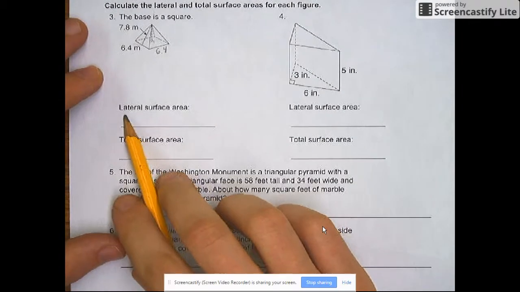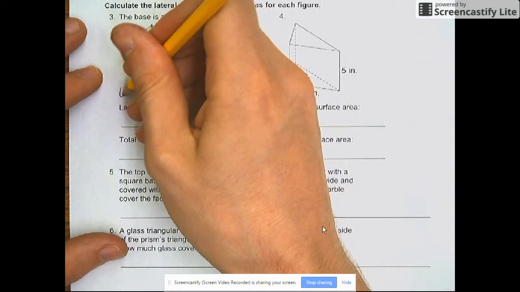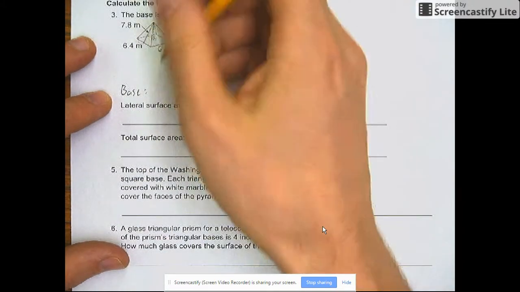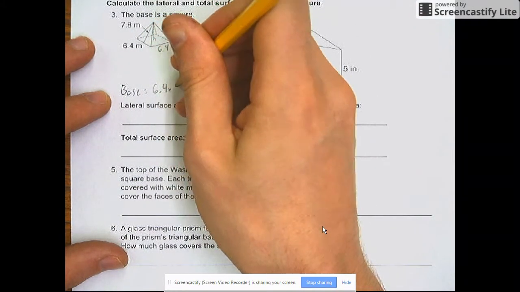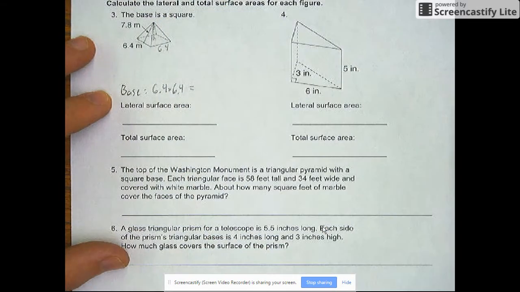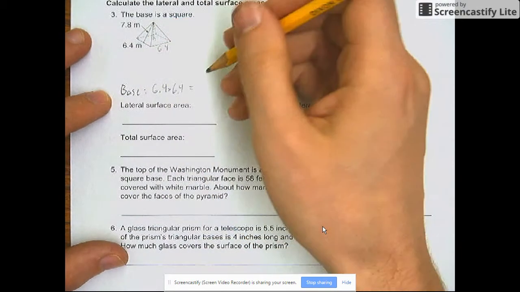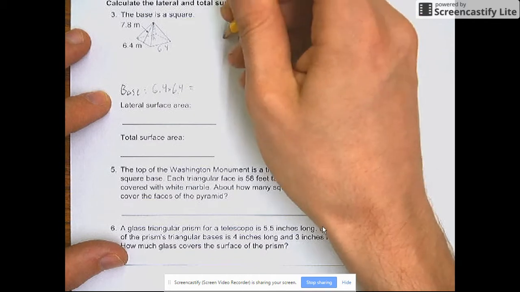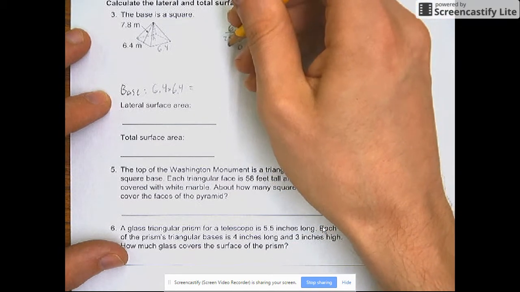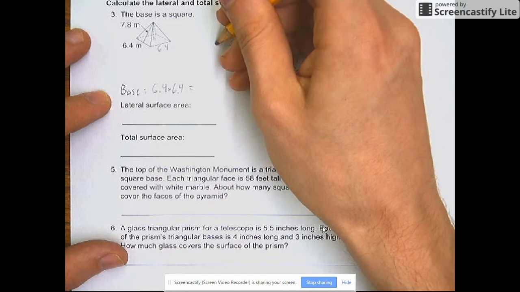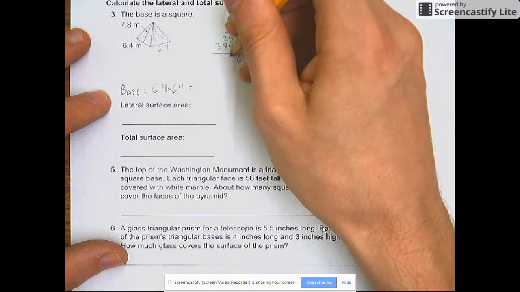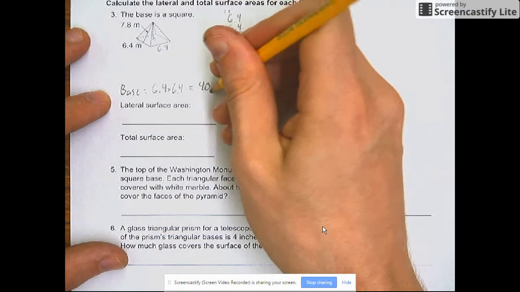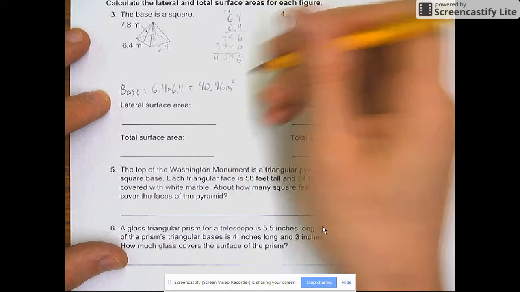So let's see here. I'm going to do my lateral surface area. Actually, I'm going to do my base surface area first, even though it's not on here. I'm going to write it on here so I know what it is. My base is a square, which measures 6.4 on each side. So if I multiply those together, I'll do it over here. Okay, 6 times 4 is 24. Carry the 2. 36 plus 2 is 38. Add these together and put my decimal. I should get 40.96 square meters for the base.